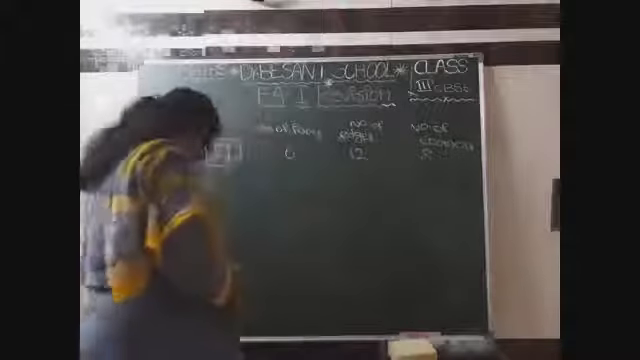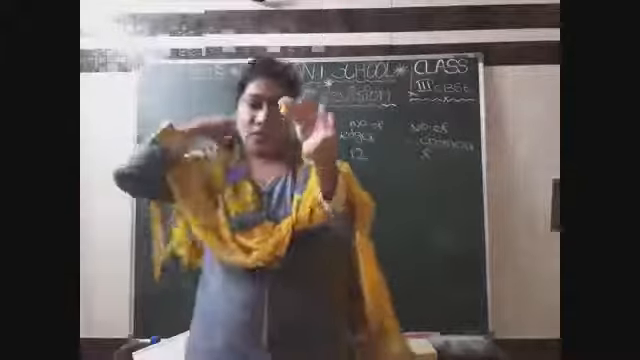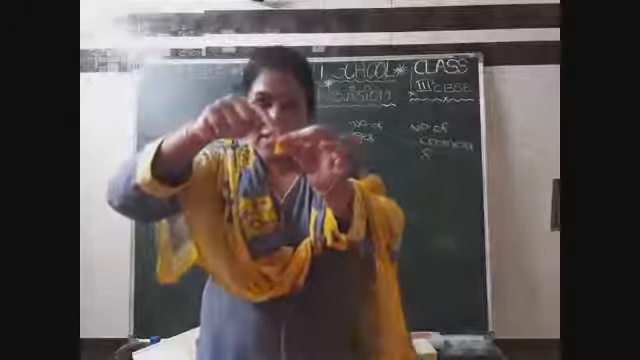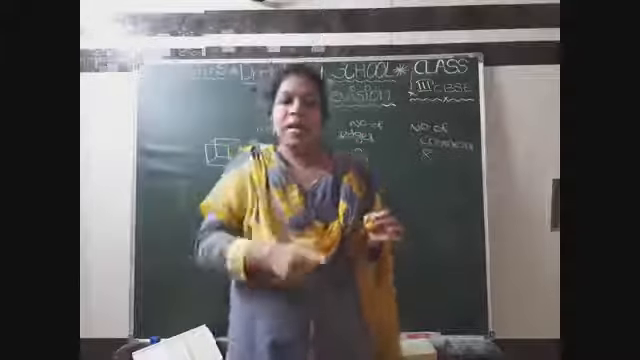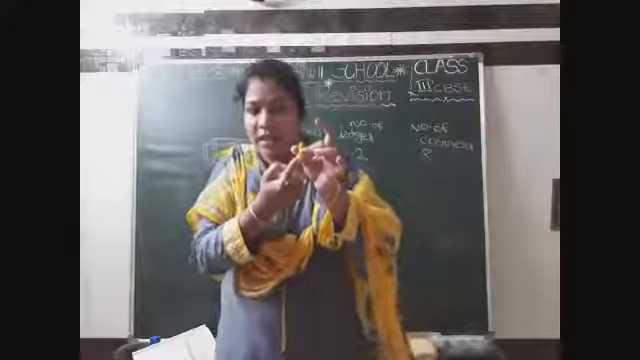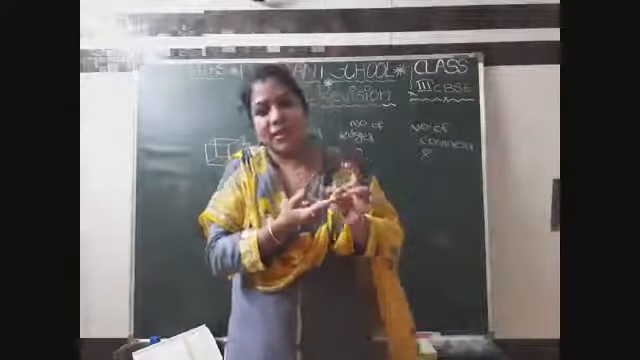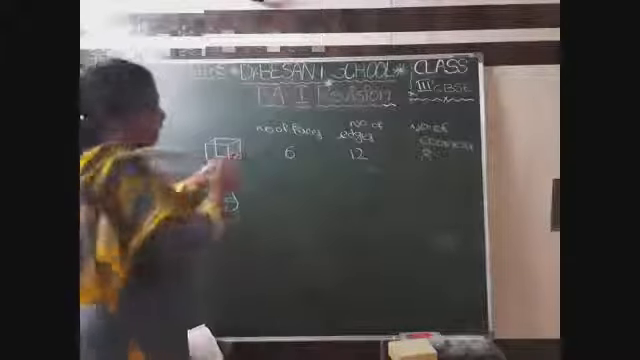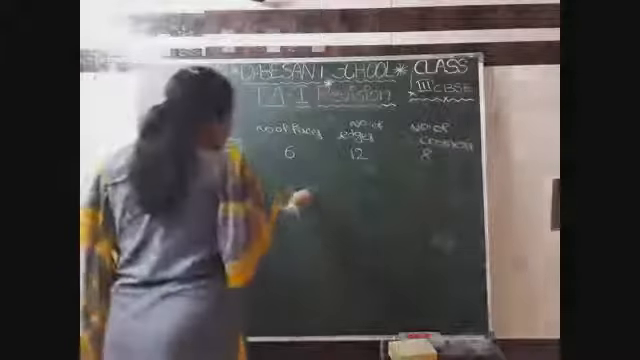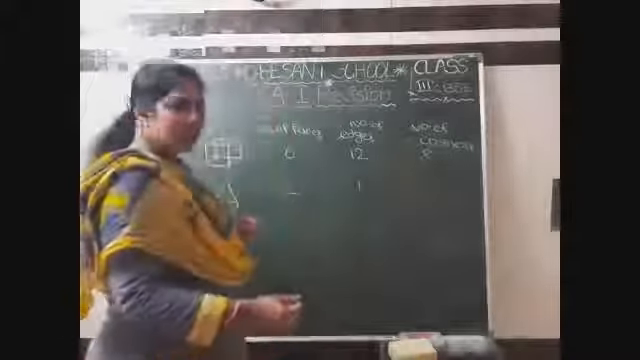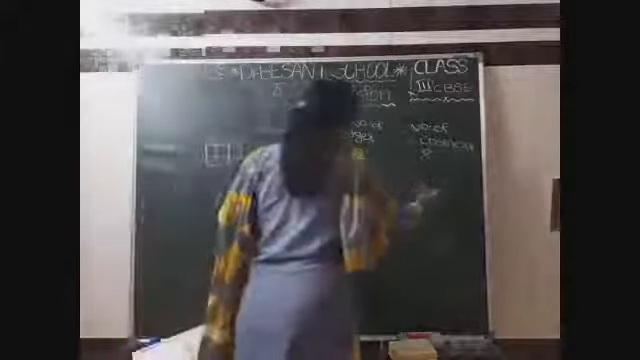Now coming to the cone. See children, for this cone, this is called the circular base, and this is called the vertex. Cone has only one vertex. That is called an edge. For the cone, this is one face, the bottom one is another face, so 2 faces, and the number of edges is 1. Are there any corners? No, so 0. Now the cone shape is over.